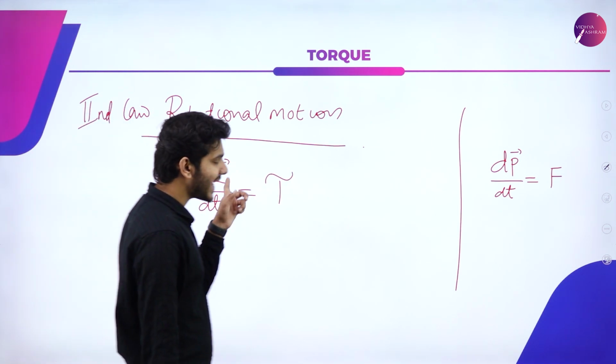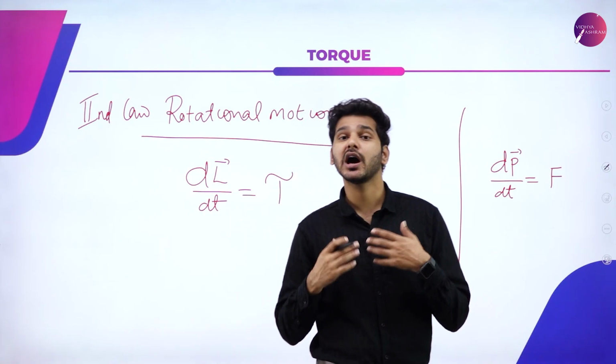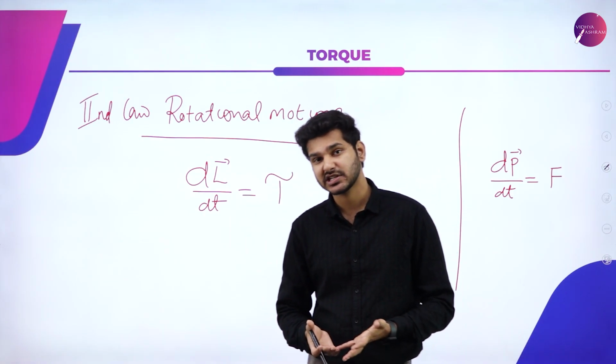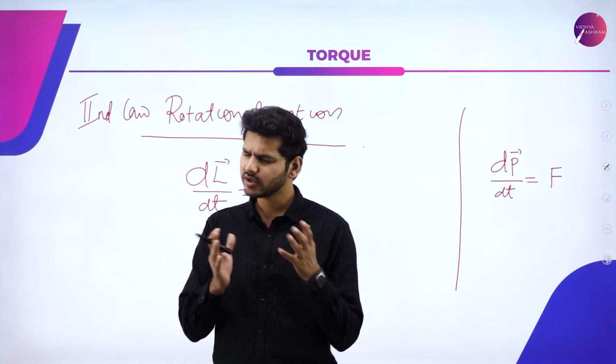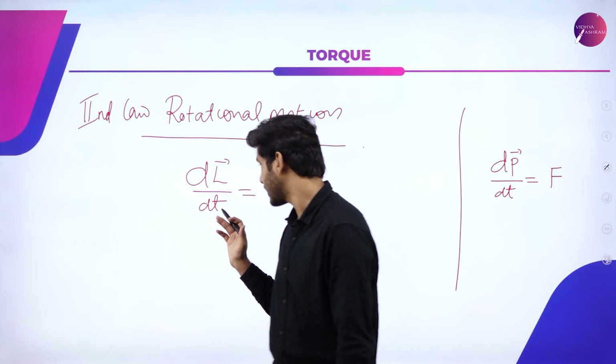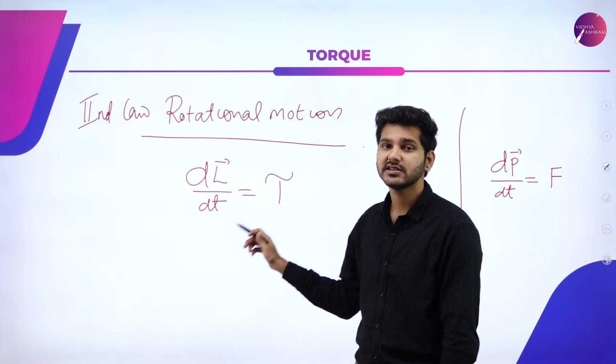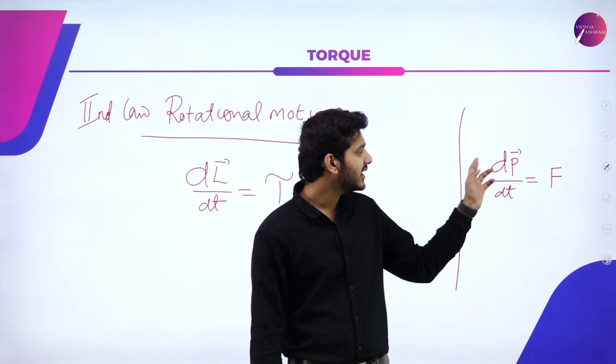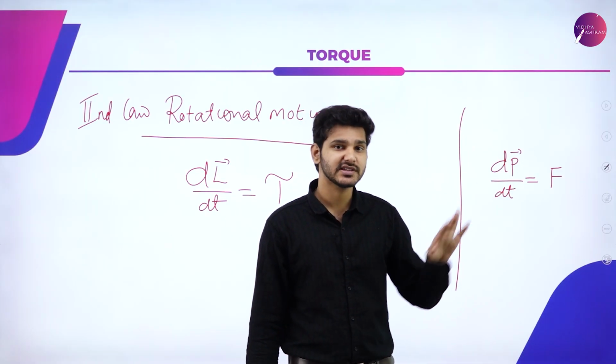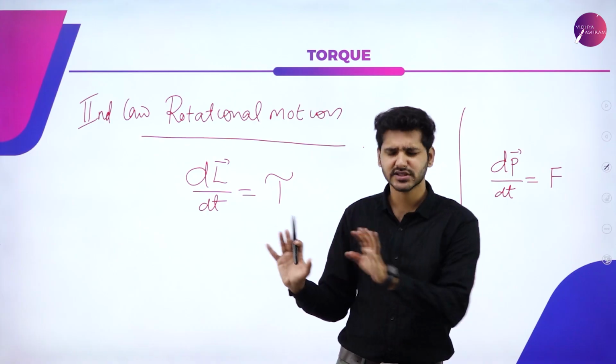So again, L is nothing but angular momentum. What angular momentum is, what is its speciality, all these things will be discussed, but understand for now, dL by dt is equal to tau is the same as dP by dt is equal to F. This is linear, this is angular. That is the only difference.